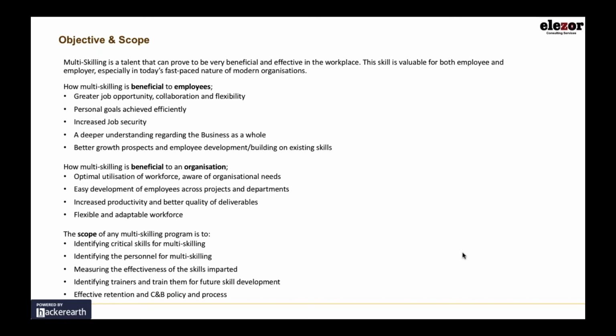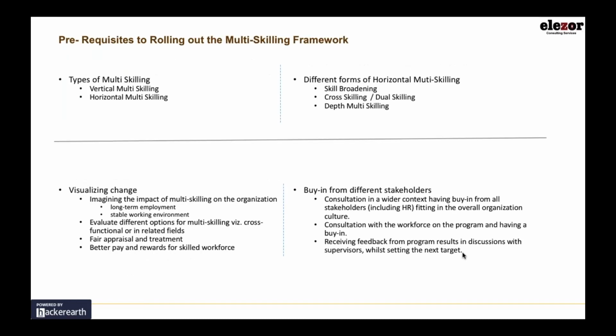Measuring the effectiveness of the skills imparted will be the third step. This is the training phase, when you start training the people and giving them the skills. And the third one is more of identifying the trainers for the future and training them to train other people in the organization as we move on, so that there is a continuity of this multi-skilling program, and there is a sustainability of this program which works out. And of course, clubbing this multi-skilling program with the retention policy and the compensation benefit policy adds to the overall employee satisfaction, which in result leads to productivity and retention of the employees.